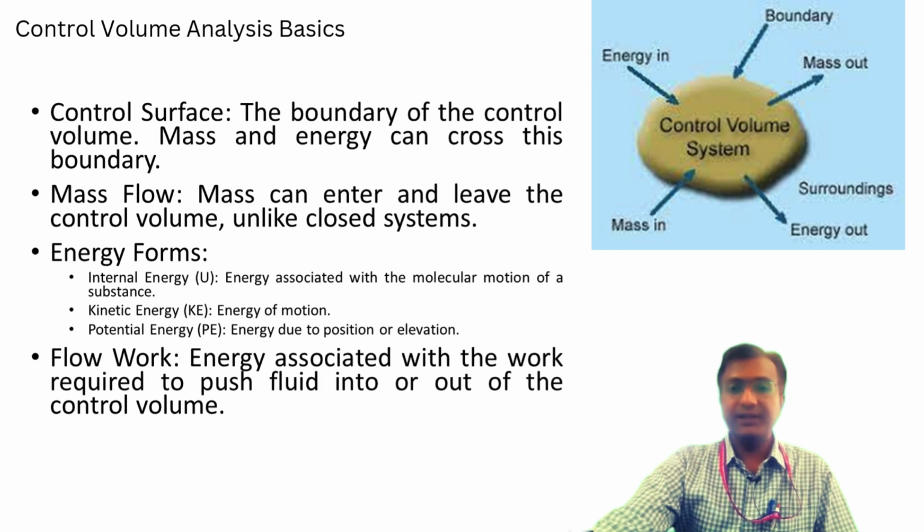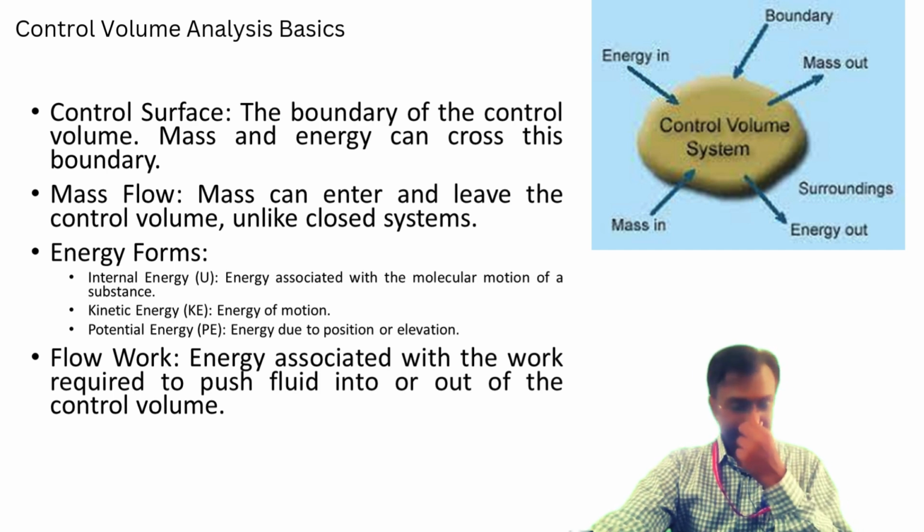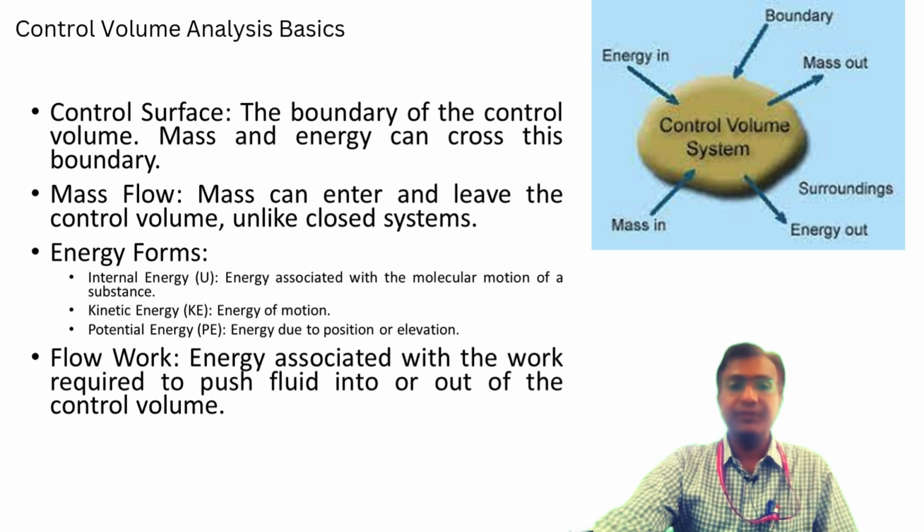The mass flow rate is a critical parameter in control volume analysis as it affects the energy balance. Now there are different forms of energy in this control volume. So which are these? First one, we will start with the internal energy. And as you all know, this is the energy which is associated with the molecular motion of the substances. It includes both the kinetic energy and potential energy of the molecule due to intermolecular forces.